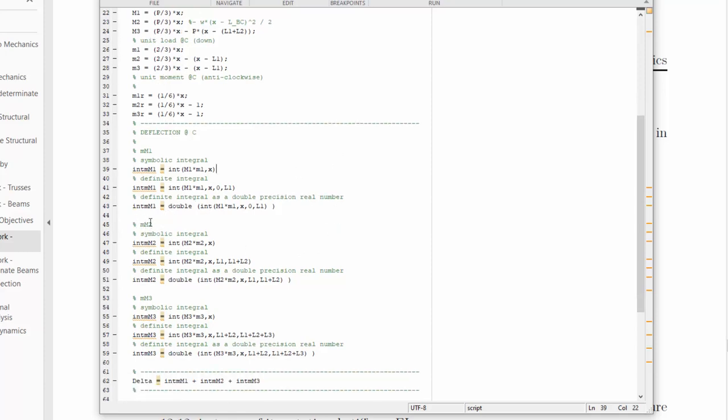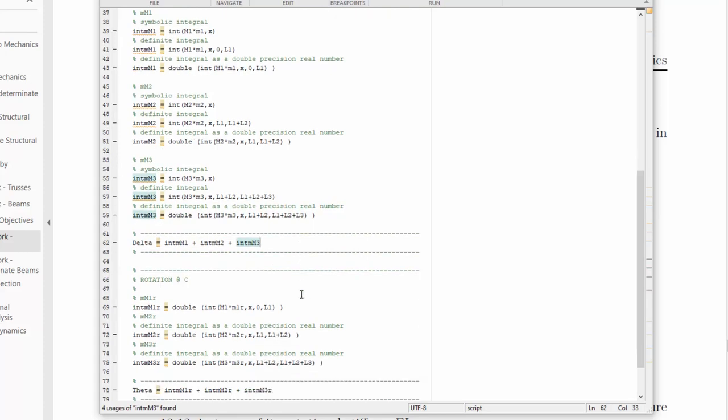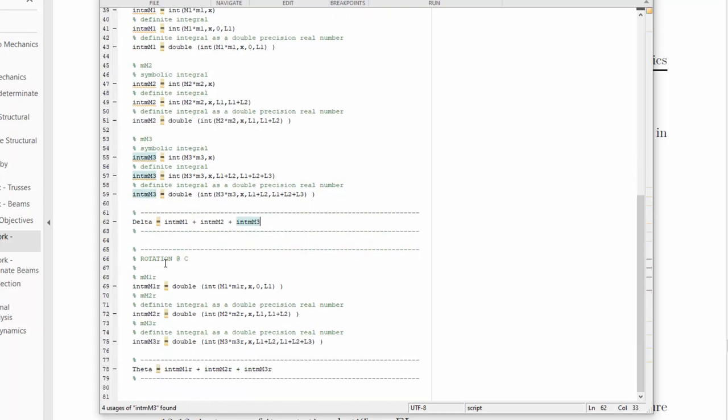And I follow that down, I do it for MM2 and MM3. And finally, I can save that the deflection at C equals those three components added together. And I repeat exactly the same process for the rotation at C. I've added the little R, so I'm going for the rotation now, and I've just gone straight for the double precision real variables as the outputs, and I can work out theta in terms of over EI is equal to these three integrals added together.